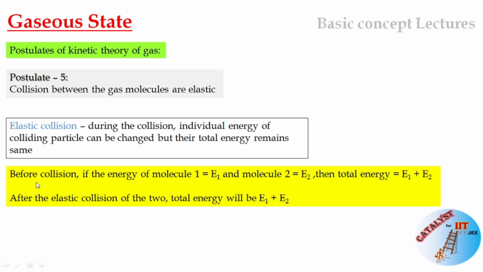Now let us assume that before collision the energy of molecule 1 is E1 and of molecule 2 is E2. So the total energy will be E1 plus E2, right? So before the collision the total energy is equal to E1 plus E2. Now as our fifth postulate says that the collisions between the gas molecules are elastic, according to the postulate the total energy will be equal to E1 plus E2 after the collision. So after the collision the individual energies, E1 and E2, can change, but the total energy, that is E1 plus E2, will be fixed.